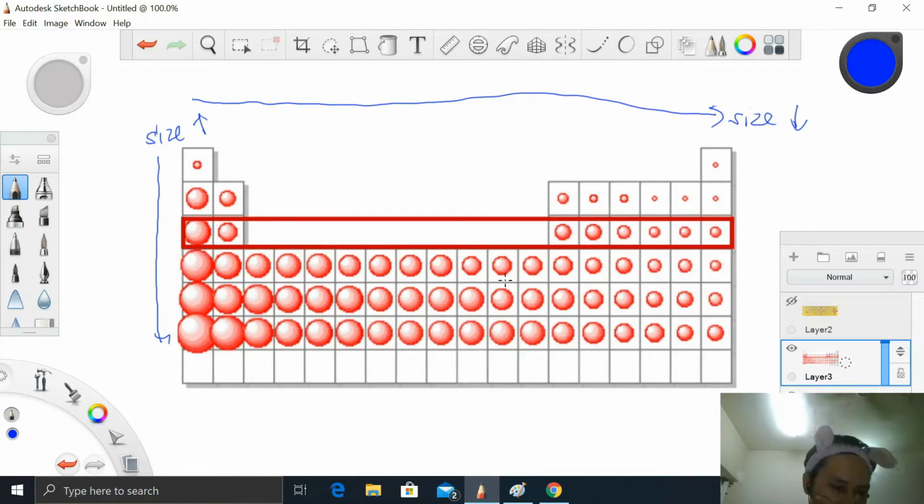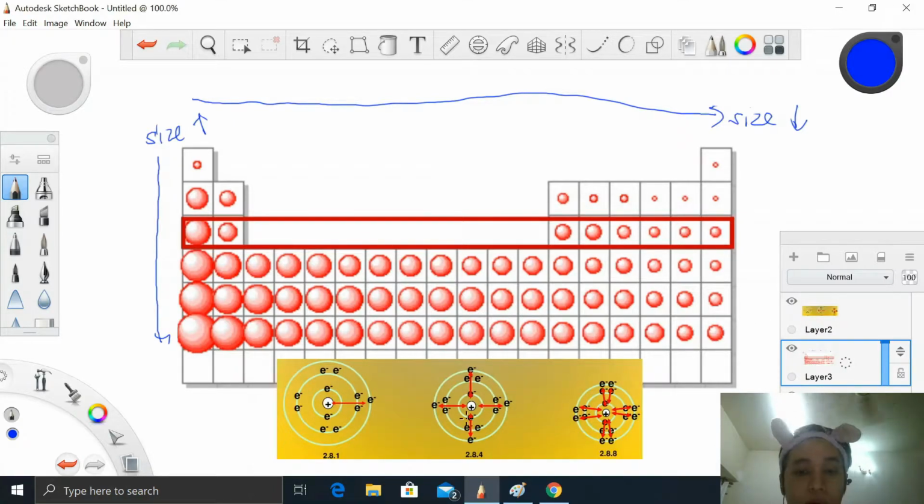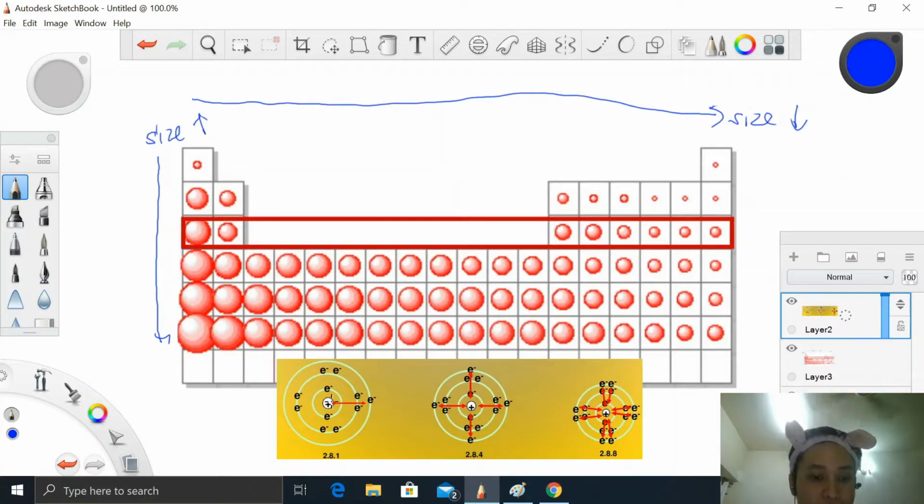For groups, you know that the size is increasing because as you go down the group, the number of shells increases. But what about period? Why is it that when you go from left to right, the size is decreasing? We need to look in terms of the valence electron and also the strength of the nucleus. As you can observe here, 2,8,1, you have one valence electron right here and then the nucleus.